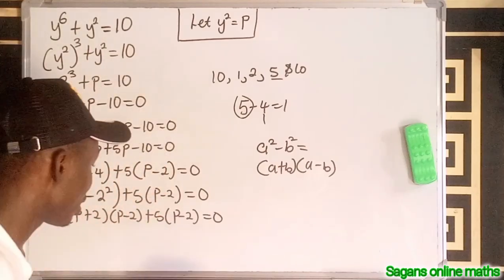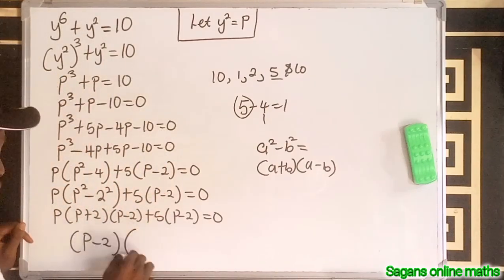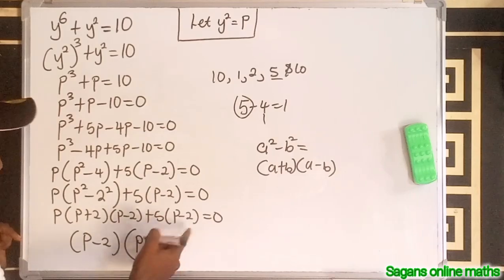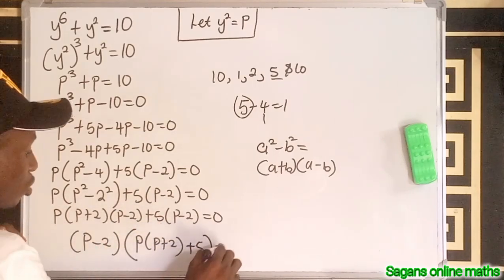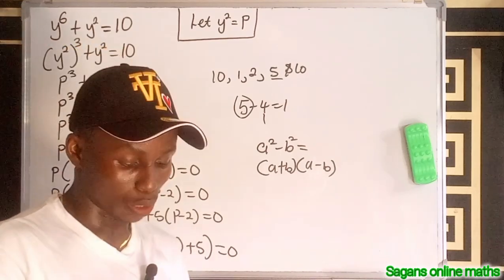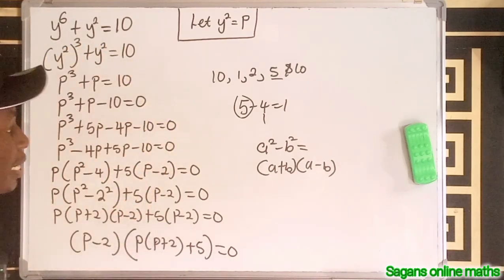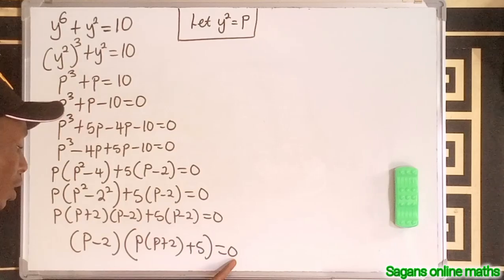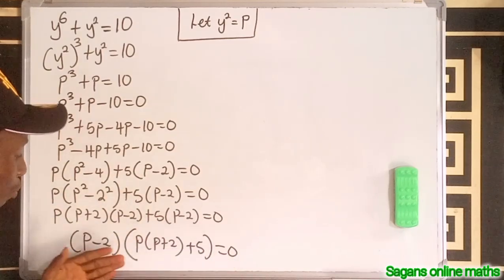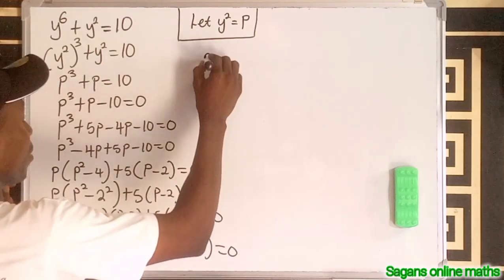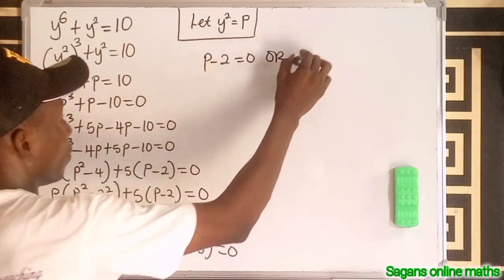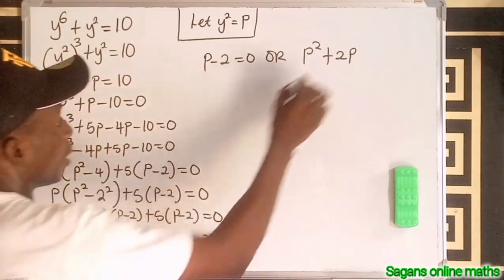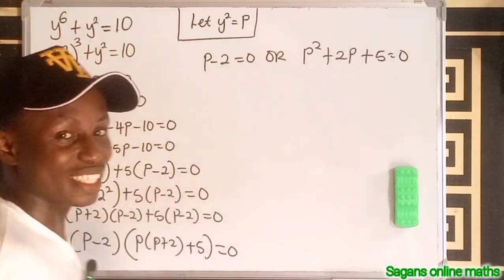Wow, this is amazing, right? You can observe carefully that P minus 2 is common. If you divide the whole of this by P minus 2, we are left with P into P plus 2. If you divide the other part by P minus 2, we are left with just plus 5. That equals 0. And remember, from the idea of the quadratic equation, when the product of two terms is 0, it implies that each of them individually equals 0. It implies that P minus 2 equals 0, or P squared, because P times P is P squared, plus 2P, because P times 2 is 2P, plus 5 equals 0.